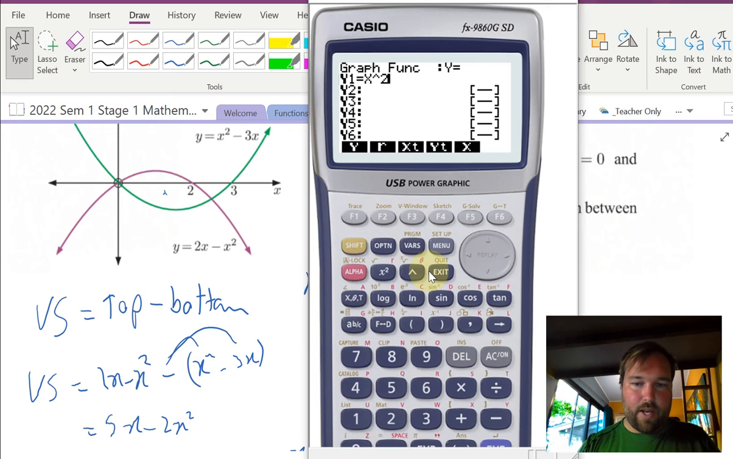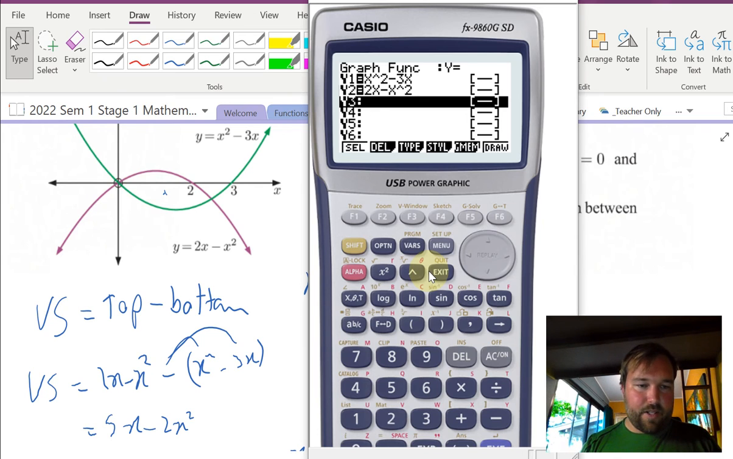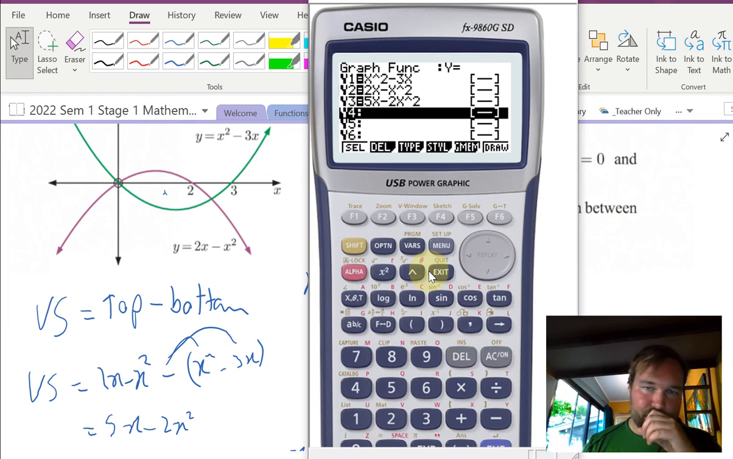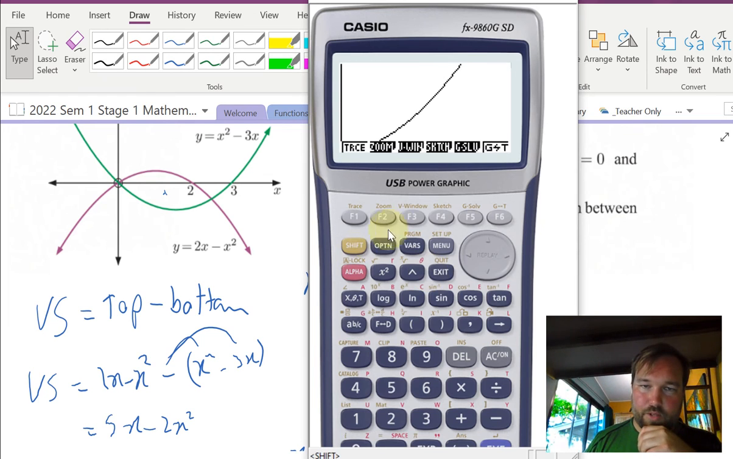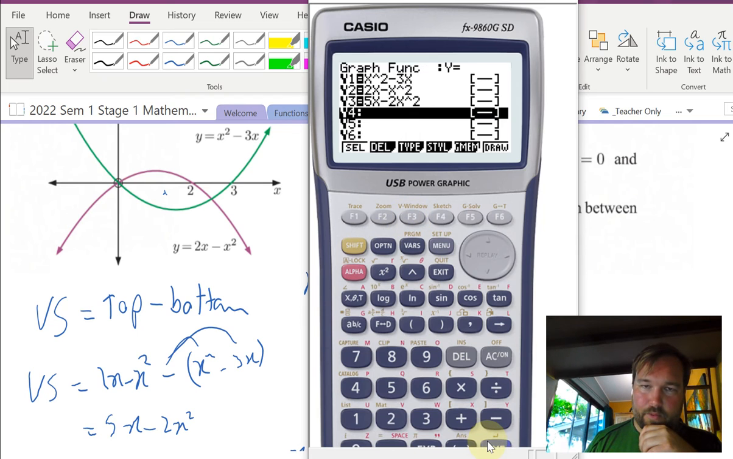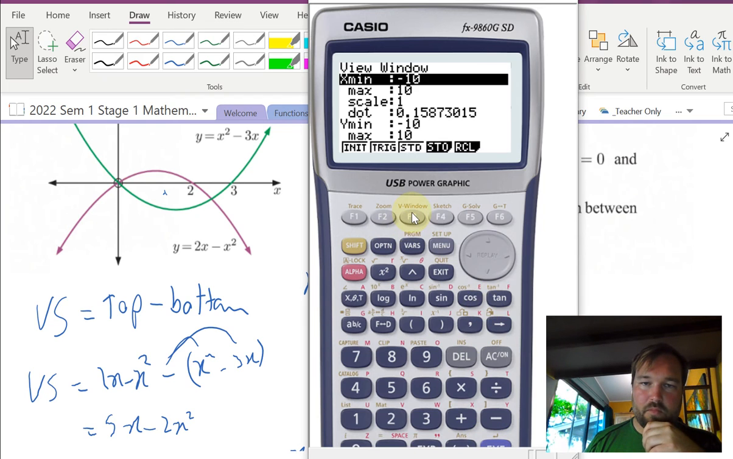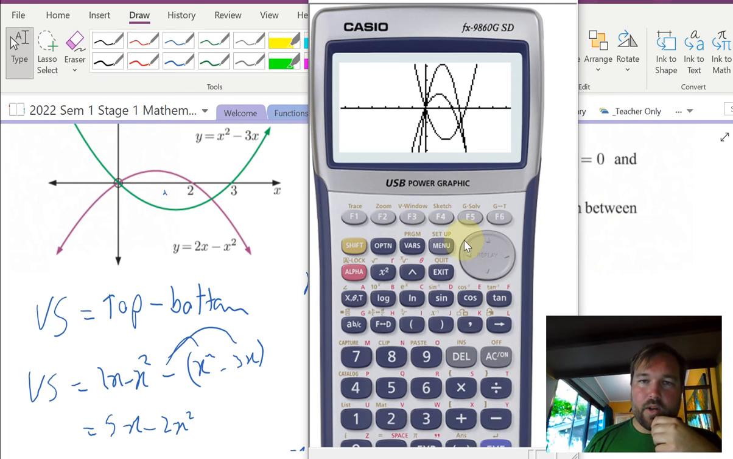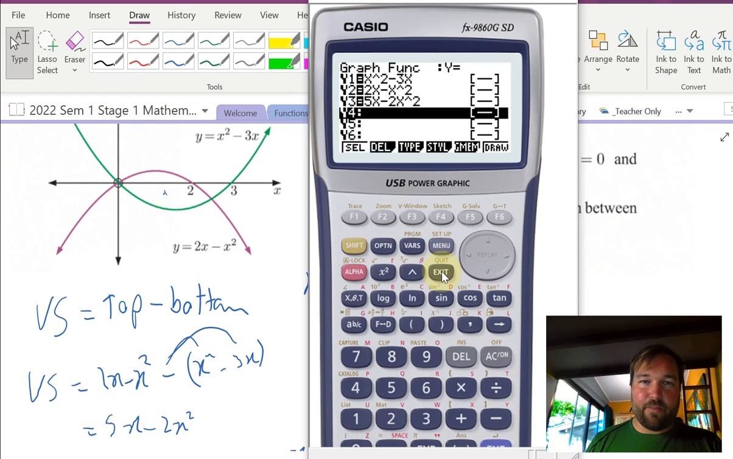X squared minus 3x, 2x minus x squared, and then finally 5x minus 2x all squared. Draw. Shift, view window, standard. Initial. Alright. If you've got something like this, you can mix up the style of them.